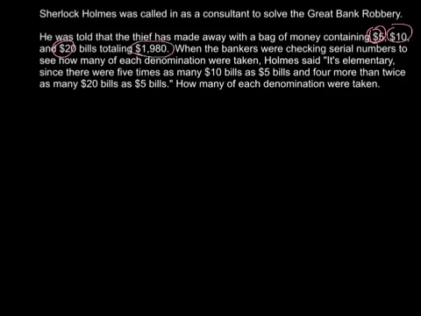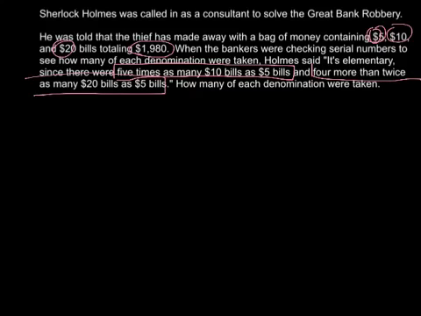When the bankers were checking serial numbers to see how many of each denomination were taken, Holmes says it's elementary, since there were 5 times as many $10 bills as $5 bills and 4 more than twice as many $20 bills as $5 bills. How many of each denomination were taken?